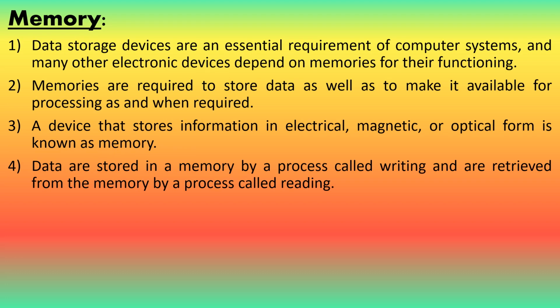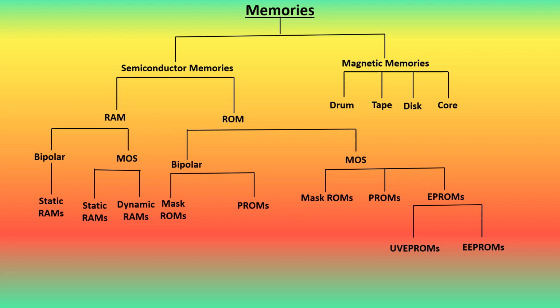Memory. Data storage devices are an essential requirement of computer systems, and many other electronic devices depend on memories for their functioning. Memories are required to store data as well as to make it available for processing as and when required. A device that stores information in electrical, magnetic, or optical form is known as memory. Data are stored in a memory by a process called writing and are retrieved from the memory by a process called reading. This image gives a general idea about types of memories.